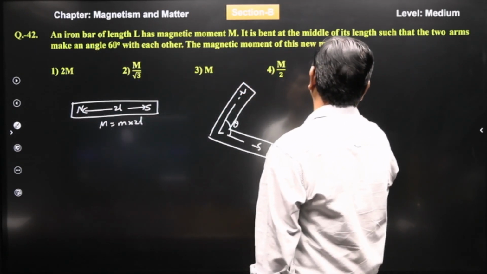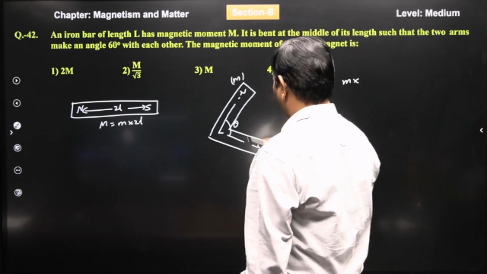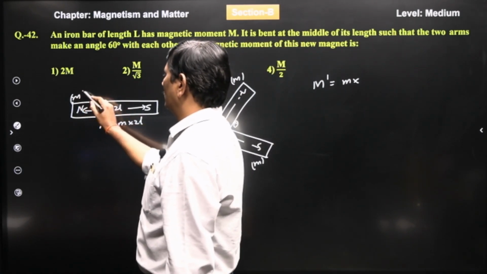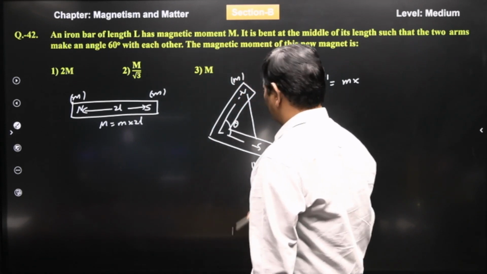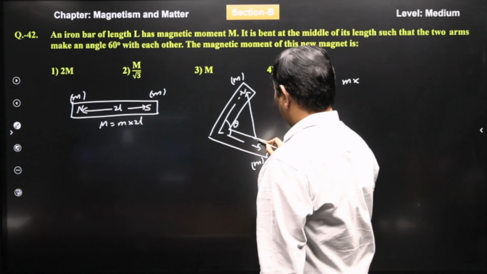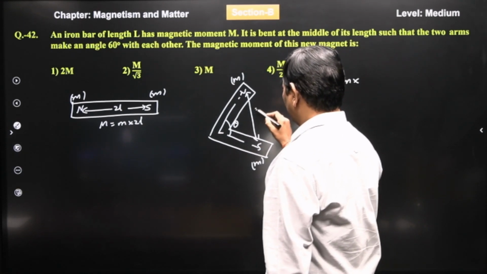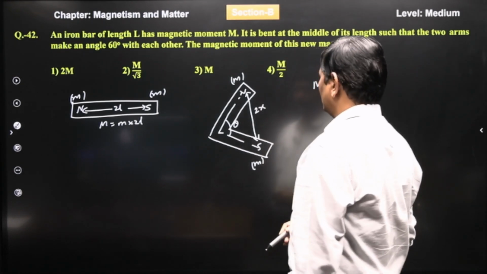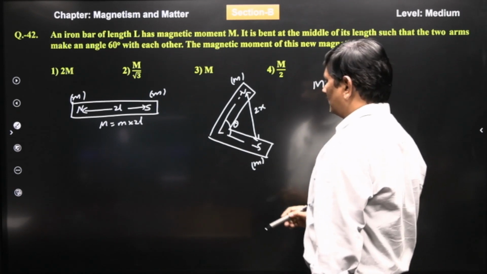New magnetic moment M dash is equal to pole strength times length. On bending, the pole strength small m of the poles has no change. The distance between the poles changes. Here the distance between the poles is 2L. Now the distance between the two poles, that is the length of the magnet, is different. It is not 2L, it is some 2x. Now small m into 2x we have to write.